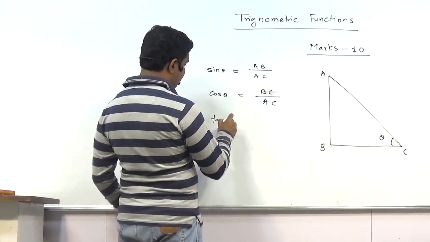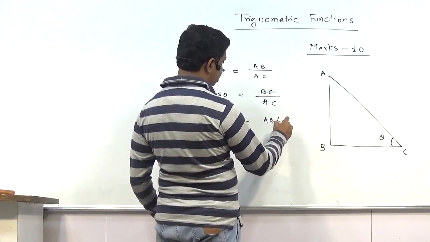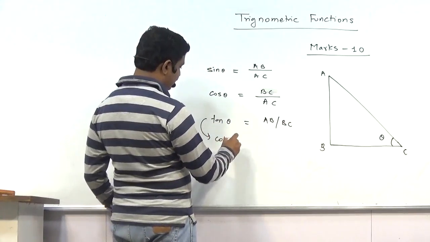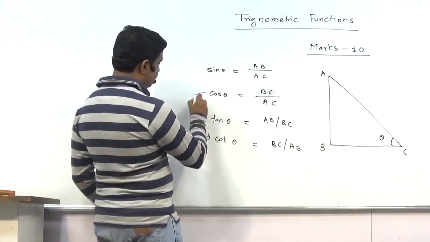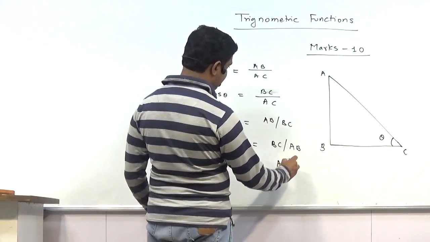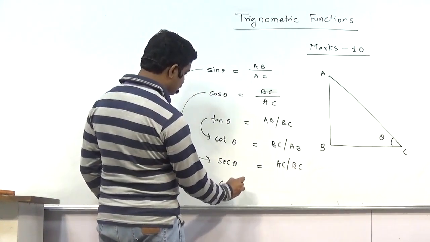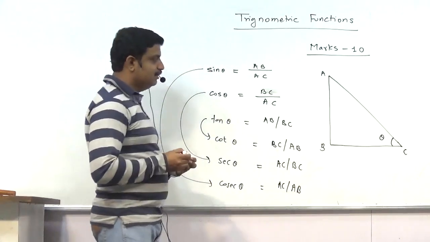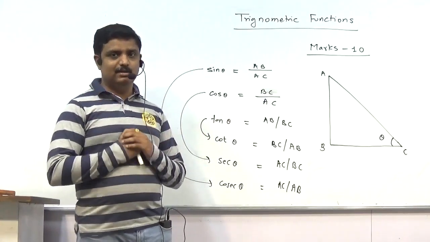Then tan theta is the ratio of sine theta upon cos theta. So it is AB upon BC, opposite side upon adjacent side. Cot theta is reciprocal of tan theta. So it is BC upon AB. Reciprocal of cos theta is sec theta. So AC upon BC. And reciprocal of sine theta is cosec theta, which is AC upon AB. So this was our definition of trigonometric ratios in standard 9th as well as standard 10th.